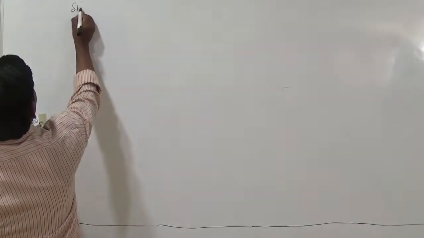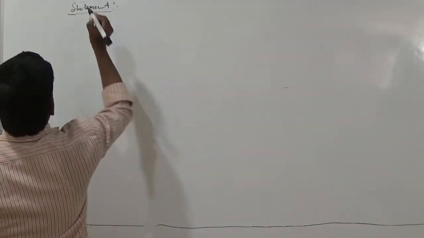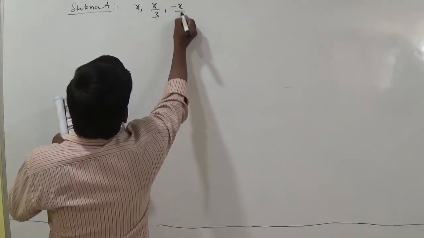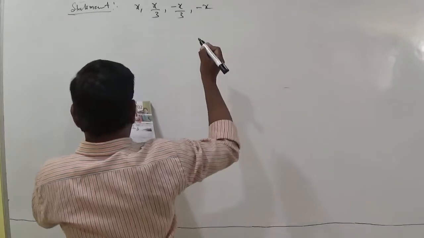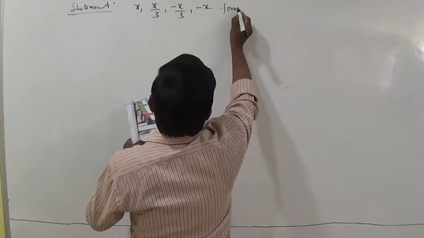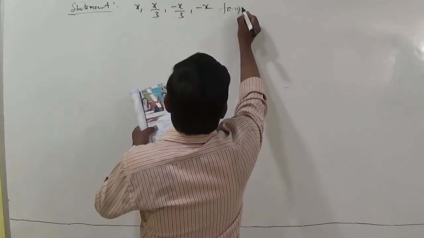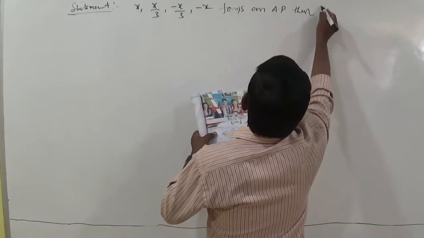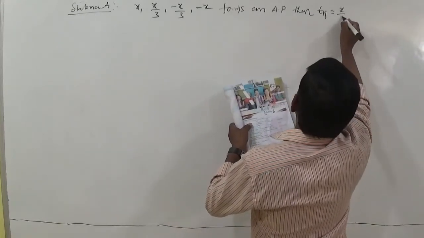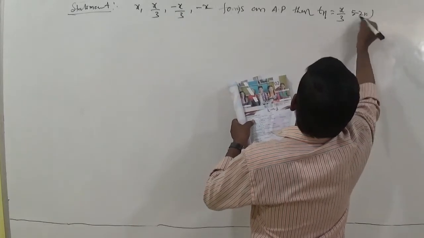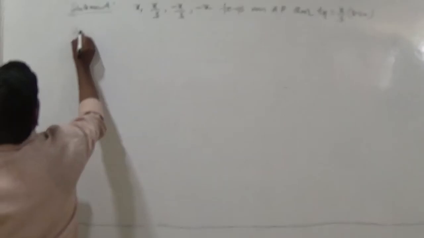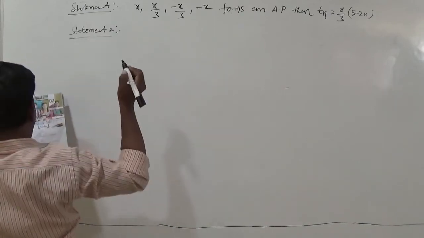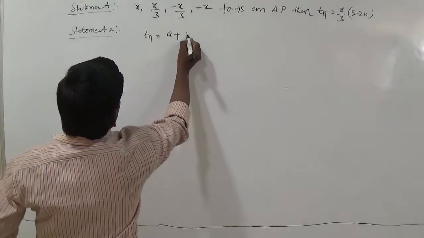In state 1, x, x by 3, minus x by 3, minus x forms an AP, then Tn equal to x by 3 into 5 minus 2n, and the state 2, Tn equal to a plus n minus 1 into d.